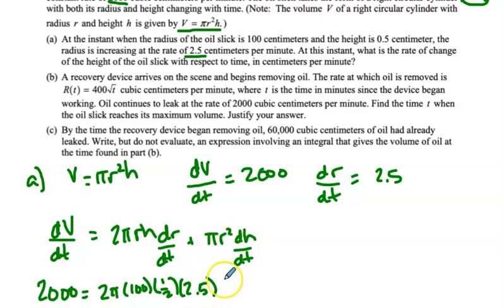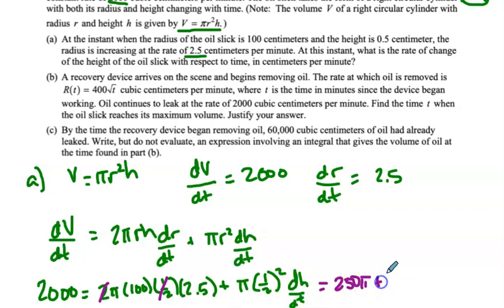So now we have pi r squared, so we have pi times, and then of course h was 1/2, and we're squaring it, and the only variable we have left is dh/dt, which is exactly what we're looking for, the height of the oil slick with respect to time. So I'm going to multiply out. I have 2 times 1/2 will cancel here. And then I have 100 times 2.5 is going to be 250 pi. So my 2,000 equaled 250 pi plus, looks like 1/2 squared is 1/4, so plus pi over 4 dh/dt.